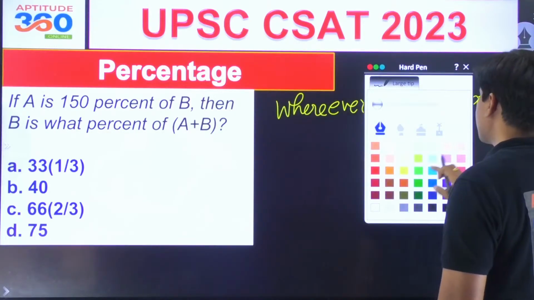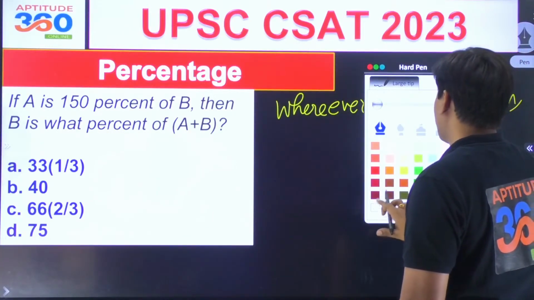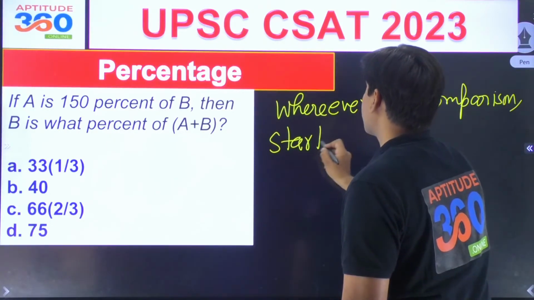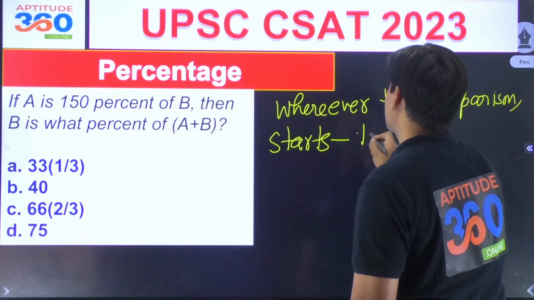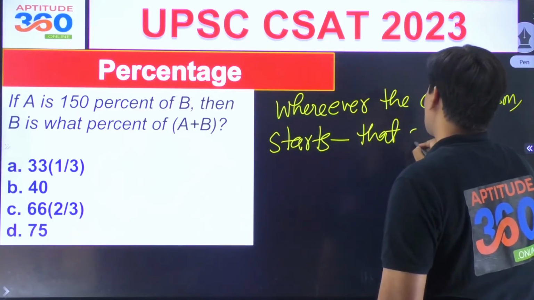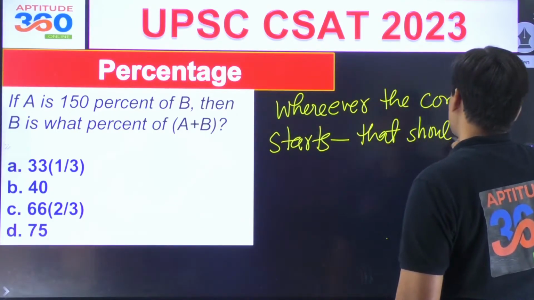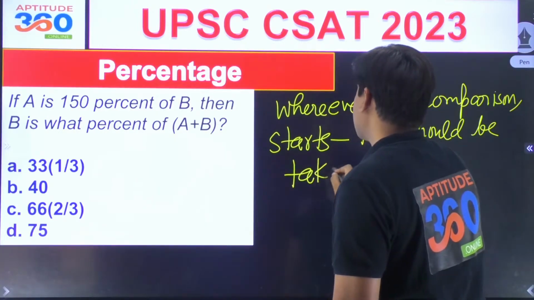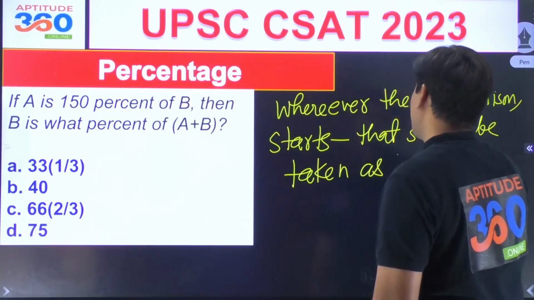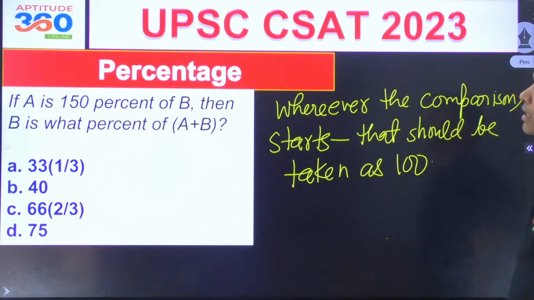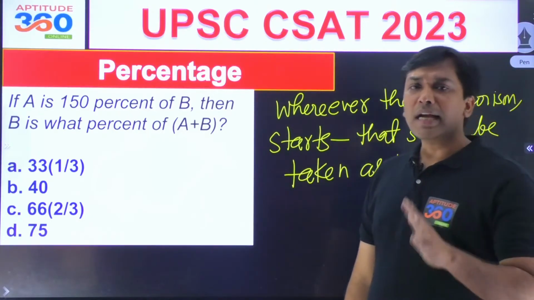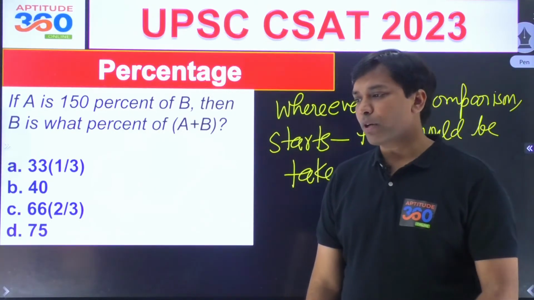Wherever the comparison starts, that should be taken as 100. Wherever comparison starts, that value should be taken as 100. आप ये अगर आपको समझ में आ गया ना तो ये प्रॉब्लम 2 लाइन का हो गया.